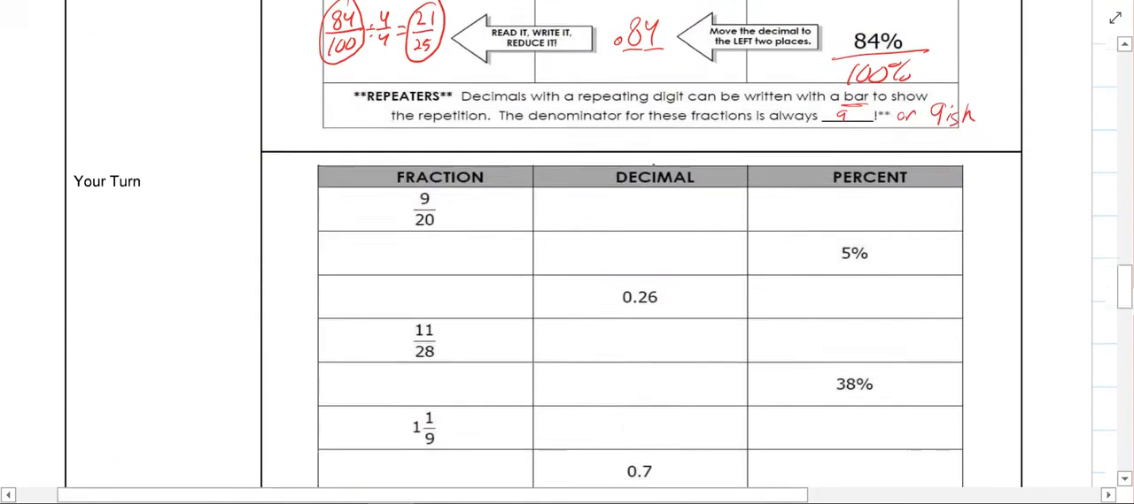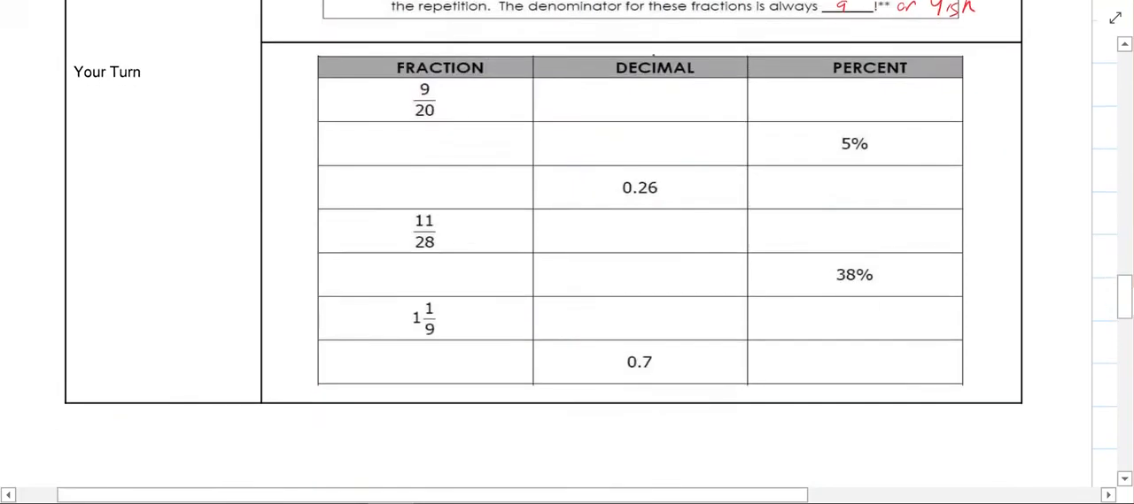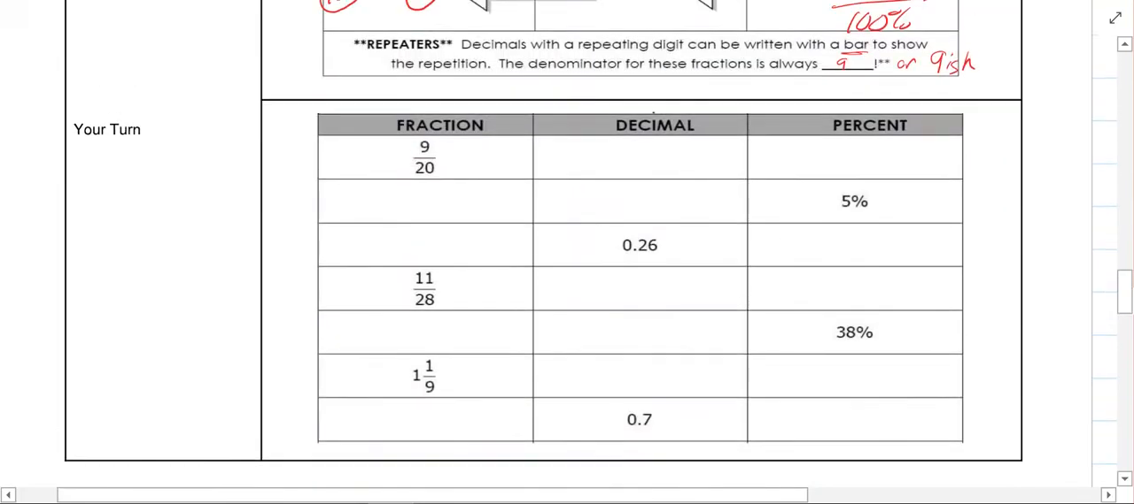Okay. All right, so now it's your turn getting down into this one. You can pause. This would be a good time for you to pause and practice these things. I'm going to keep moving on.